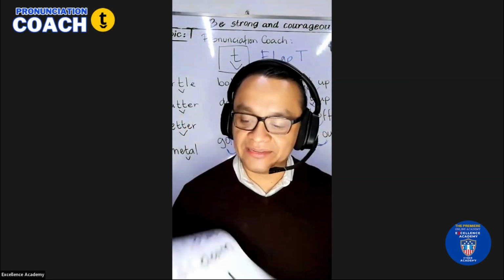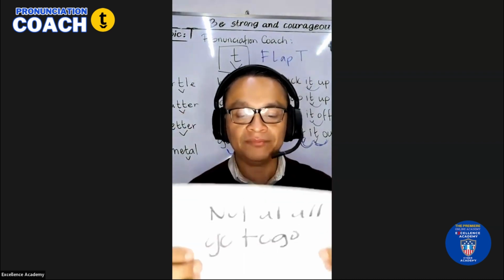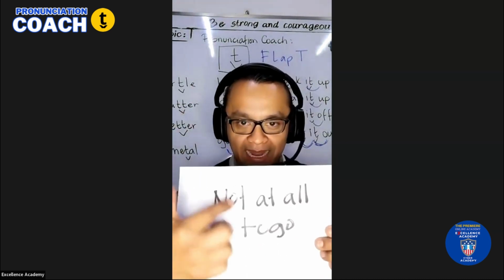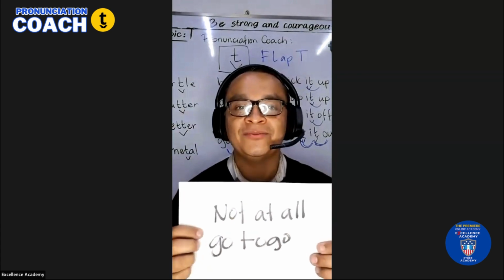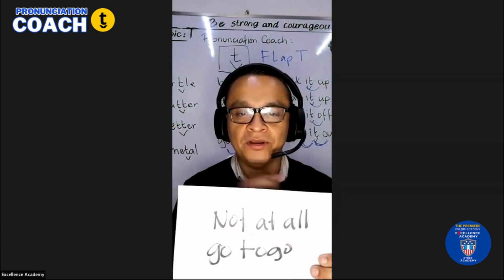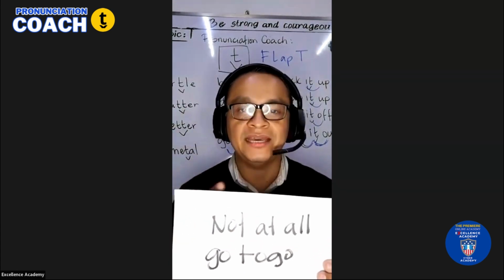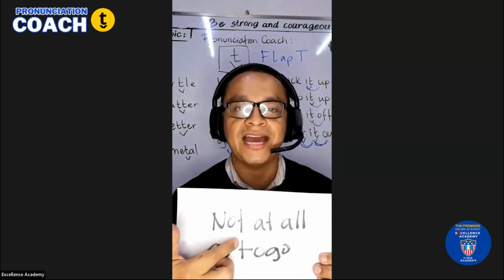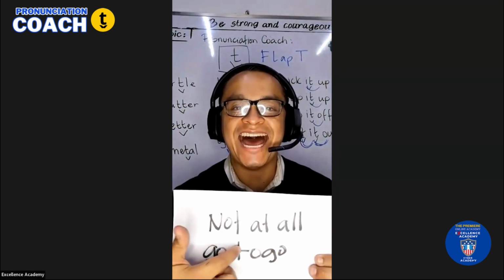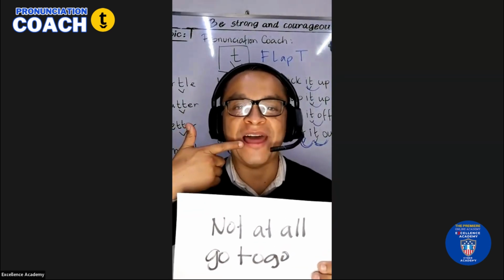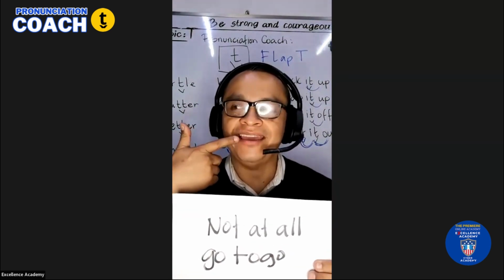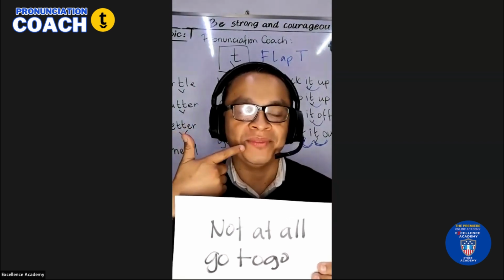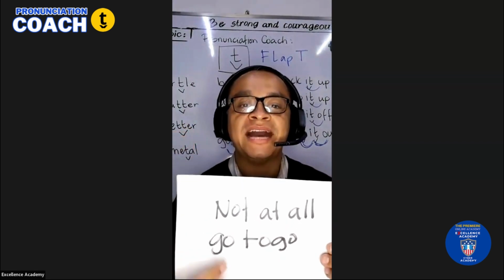You also need the flap T to connect certain phrases, like, for instance, this phrase, not at all. Reading it word by word is too slow and it's not fluent. When we connect it, it's going to sound like this: not at all, not at all. You can see my tongue flapping. Not at all. My pleasure.